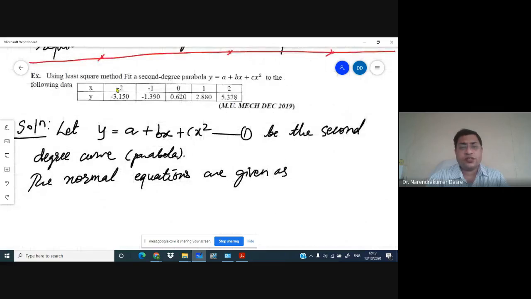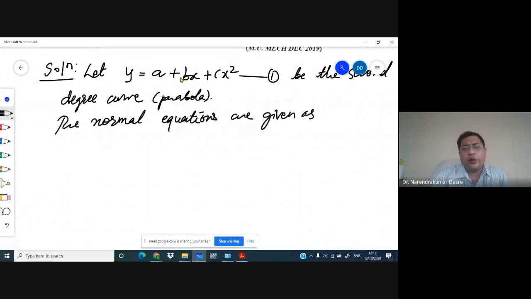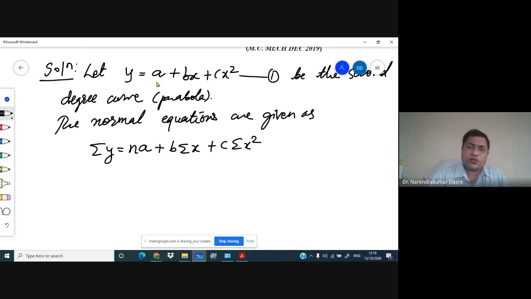Okay, so here how many observations we have? 1, 2, 3, 4, and 5. So n is going to be 5 here. The first equation is always the sum of the given equation. So the first will be summation y, then here we have na. This term is constant, so it will be considered n times. So we have na plus b times summation x plus c times summation x square.